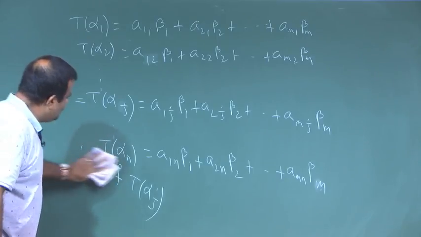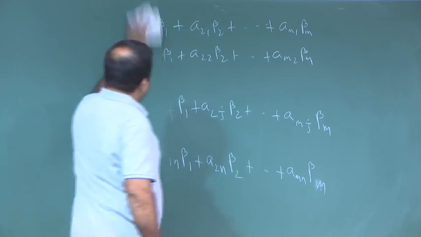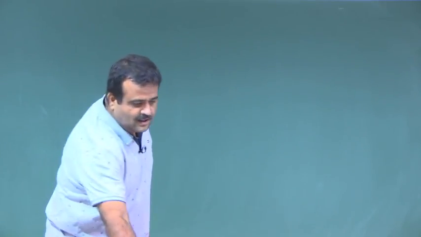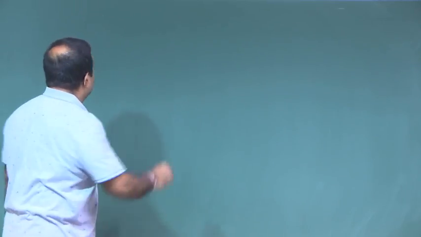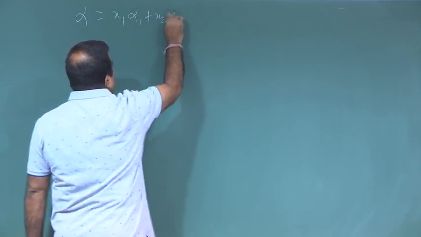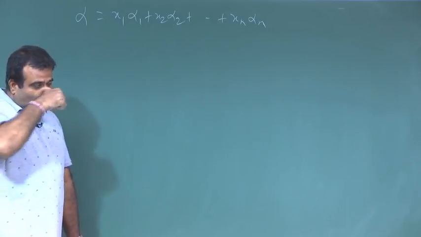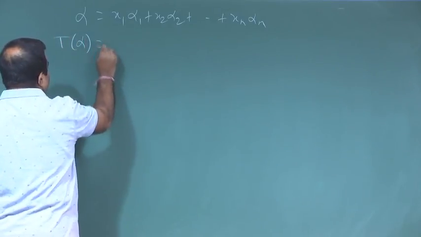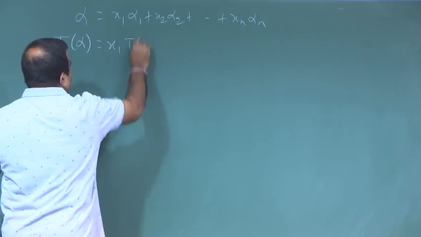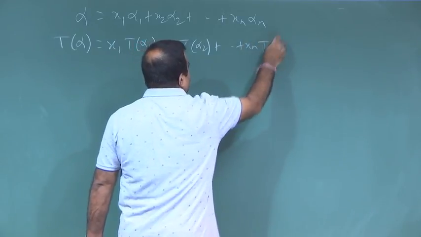Now, we take any element alpha from here. So, we can remember this. Now we take an arbitrary element from U, and this will be written as x 1 alpha 1 plus x 2 alpha 2 plus dot dot dot x n alpha n. Okay. So, now we want to apply T to this alpha. T of this alpha is basically T of this. Now, T is a linear mapping. So, x 1 T of alpha 1 plus x 2 T of alpha 2 plus dot dot dot x n T of alpha n.